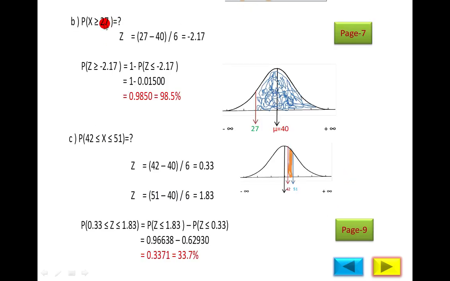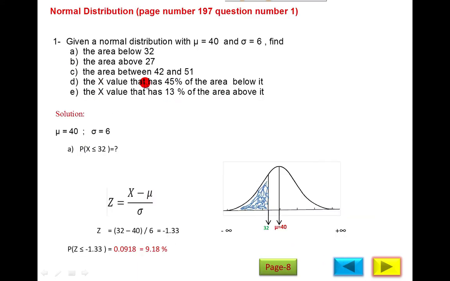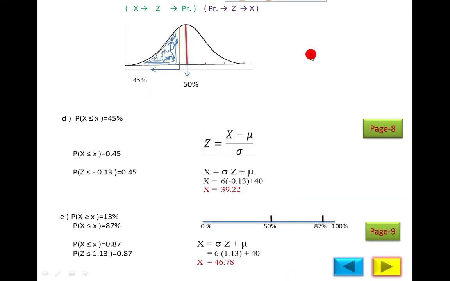X is known, probability unknown. But in this part, x is unknown, probability is known. So P(X ≤ x), we will find this x when the probability is 45%. 45% means 0.45, and using this probability 0.45 we will find the value of z.